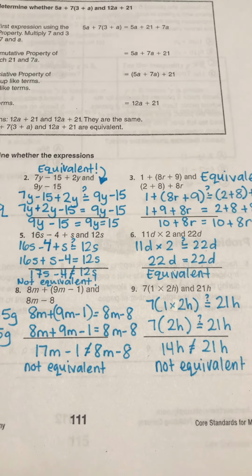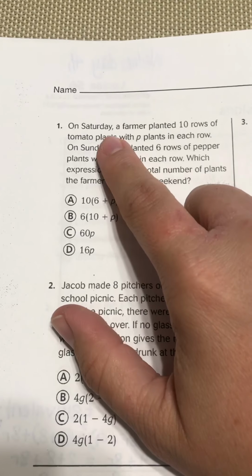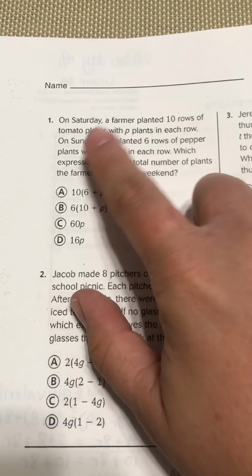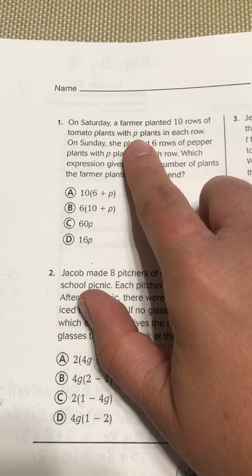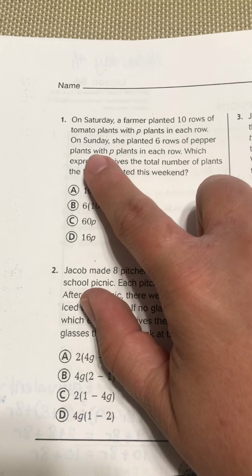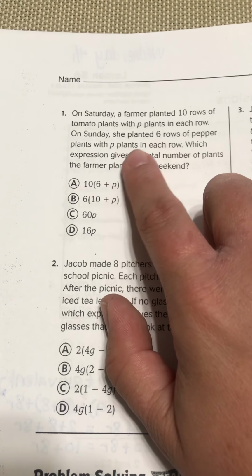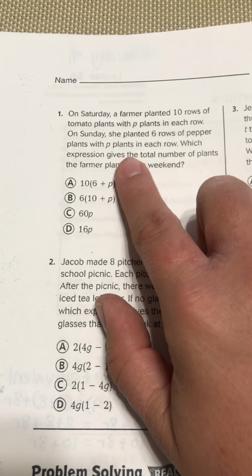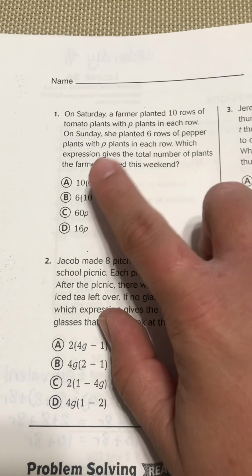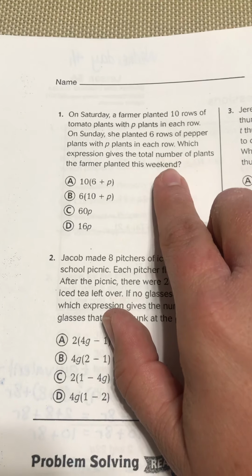All right, let's go ahead and turn to the next page. Okay, let's try one together. On Saturday, a farmer planted 10 rows of tomato plants with P plants in each row. On Sunday, she planted 6 rows of pepper plants with P plants in each row. Which expression gives the total number of plants the farmer planted this weekend?